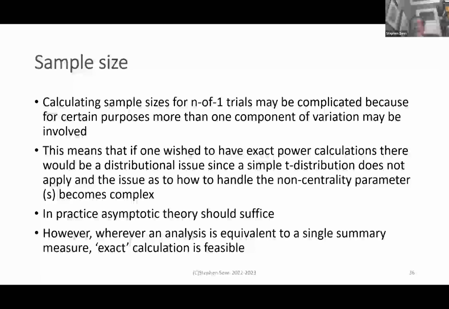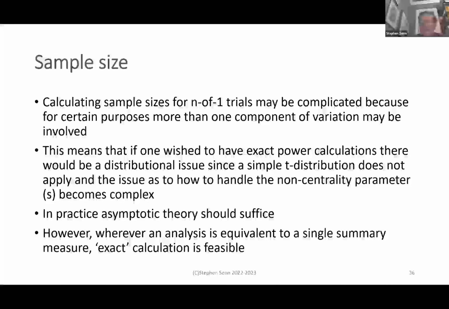Calculating sample sizes for N-of-1 trials may be complicated because for certain purposes, more than one component of variation may be involved. This means that exact power calculations would be a distributional issue, since a simple t-distribution does not apply. And the issue is how to handle the non-centrality parameter, and it becomes complex. In practice, I think asymptotic theory should suffice.